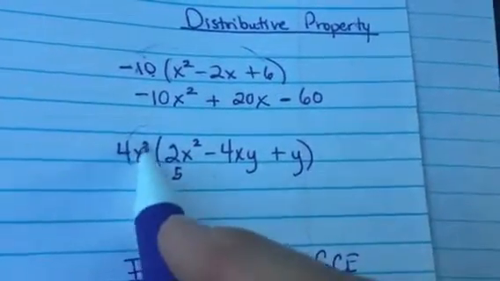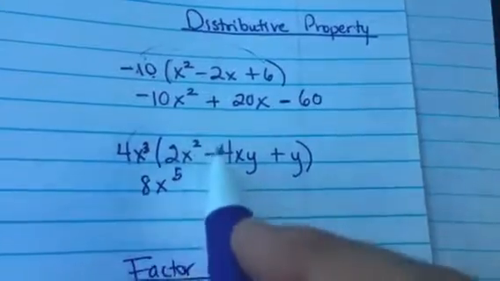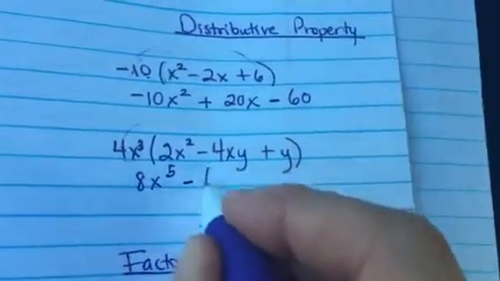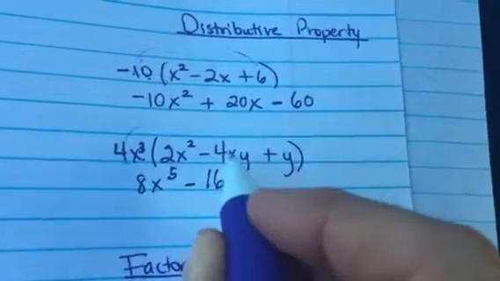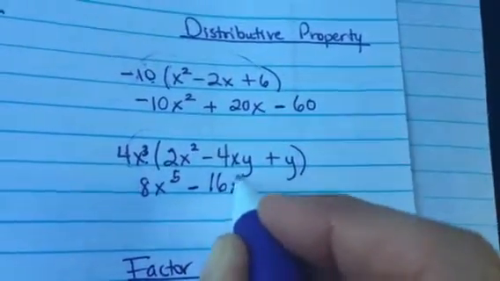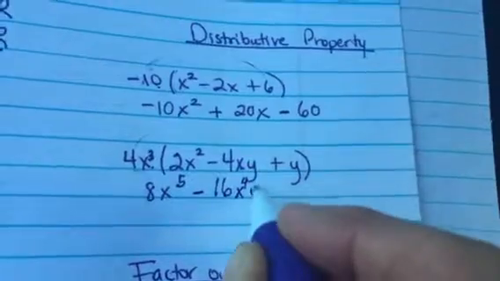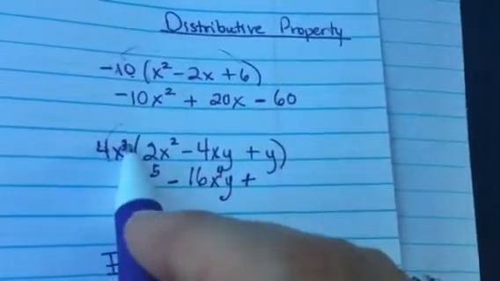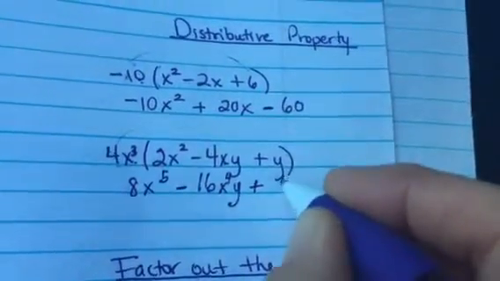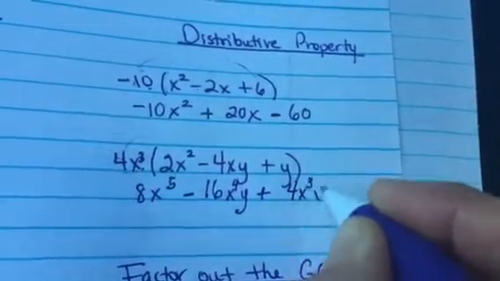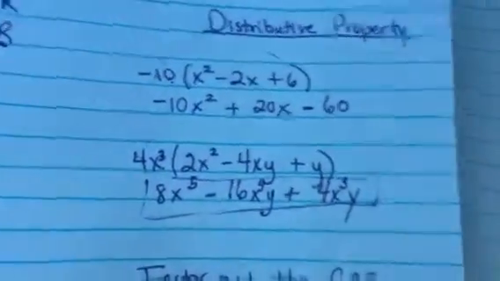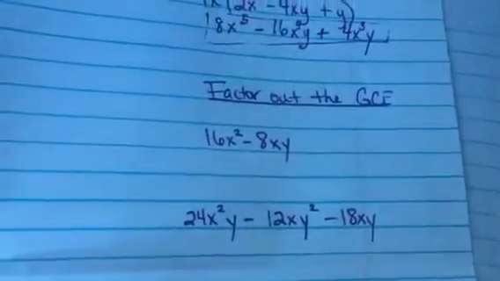Now I'm going to take 4x to the third times this. A positive times a negative is negative. 4 times 4 is 16. x to the third times x is x to the fourth, and you still have this little y right here. It doesn't disappear. And 4x to the third times y is 4x to the third y. And that's your answer. Ugly as it may seem, that's your answer. So you'll have some like that.